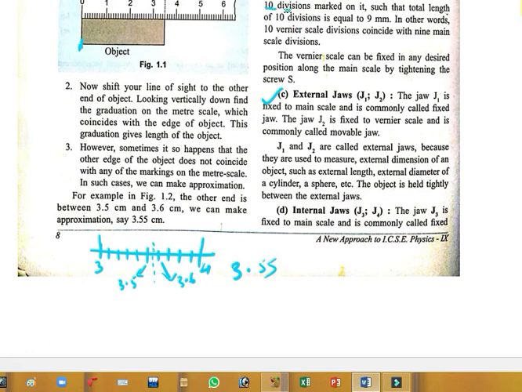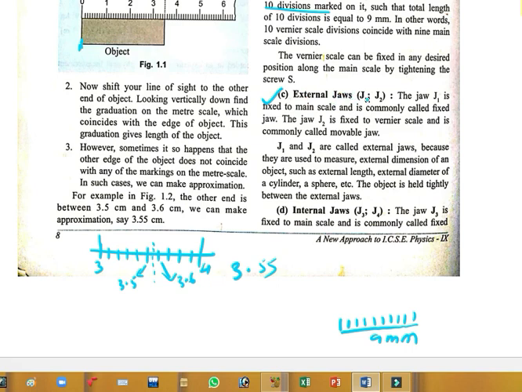10 divisions. It has only 10 divisions on it, such that the total length of the 10 divisions is equal to 9 millimeter. 10 divisions means 1, 2, 3, 4, 5, 6, 7, 8, 9, 10. So how much length? 1 millimeter, 2 millimeter, 3, 4, 5, 6, 7, 8 and 9. So 10 divisions make 9 millimeter. Okay. So the vernier scale can be fixed in any desired position along the main scale by tightening the screw.